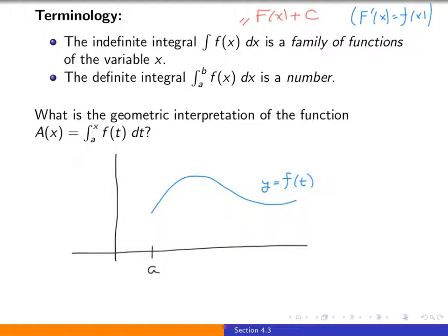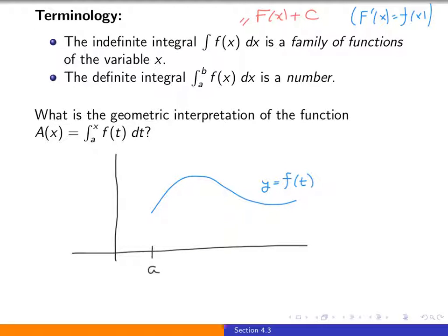On the other hand, the definite integral, which we've recently introduced, is actually a number. It represents a net difference of enclosed areas. With this in mind, I'd like to ask the question, what is the geometric interpretation of the function A of x, which is defined to be the definite integral from a to x of f of t dt?